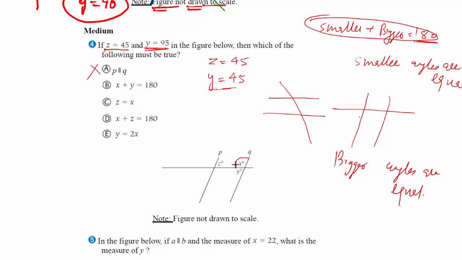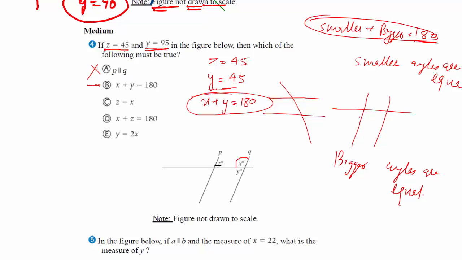Now X plus Y, there's a line P which is cutting another line, so X plus Y has to always be 180, right? So X plus Y has to be 180. Right, so X plus Y has to be 180. So we'll just consider this afterwards again.